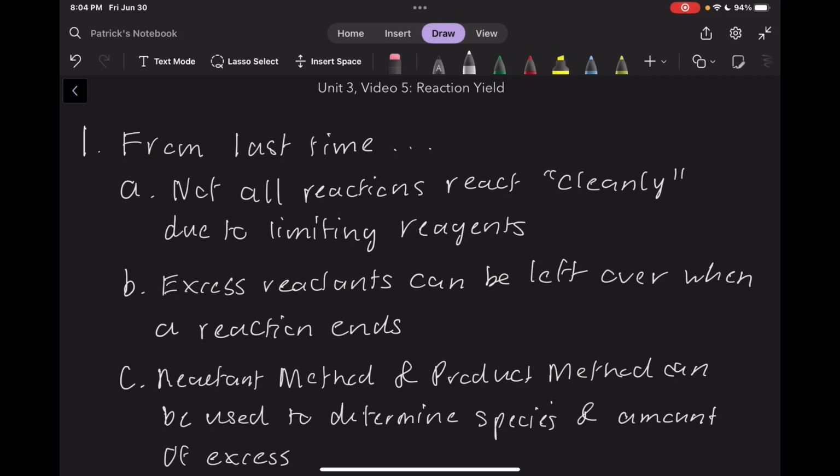In the previous video, we expanded on the use of stoichiometry by introducing limiting and excess reactants. Today, we're going to conclude Unit 3 as we discuss reaction yield.